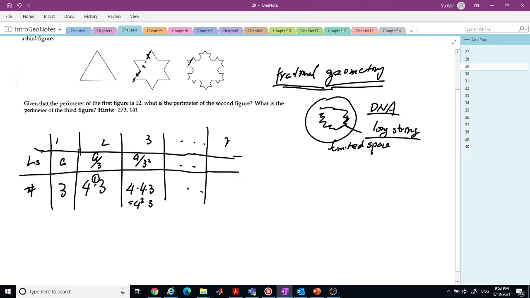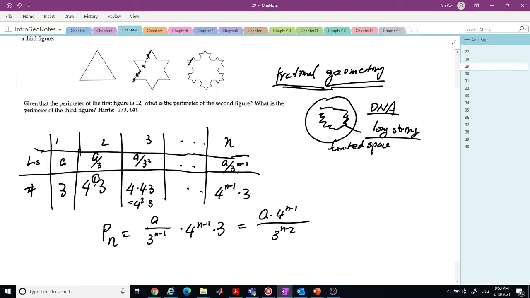Did you see it? For the n-th figure, the side length must be A over 3 to the n minus 1, and the number of sides is 4 to the n minus 1 times 3. So what is the perimeter now? The perimeter of the n-th figure is equal to A over 3 to the n minus 1, times 4 to the n minus 1 times 3, which is equal to A times 4 to the n minus 1 over 3 to the n minus 2, for n greater than or equal to 2. Okay, so this is how we can get it.